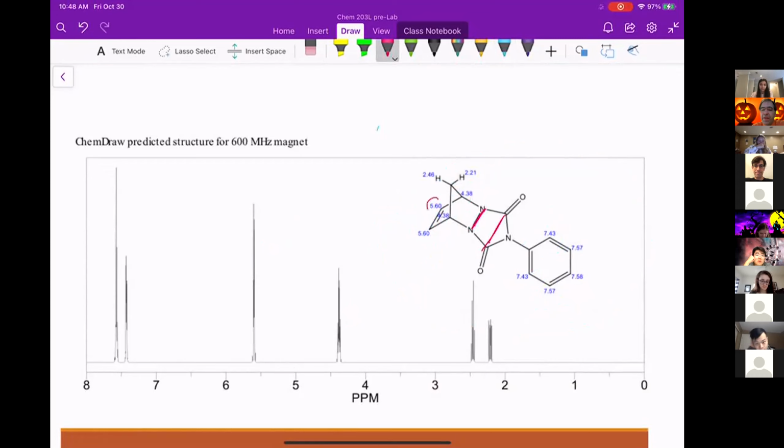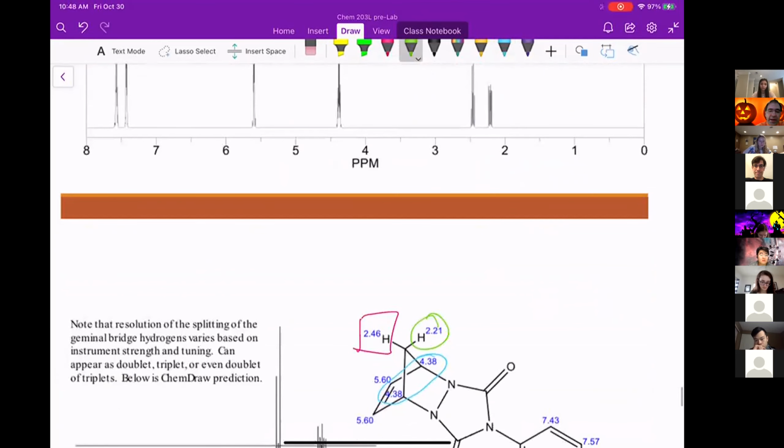And so that means that these two are going to be in the same environment, because the other side of the molecule that might have affected them is symmetric, similar to these two hydrogens right there. So those actually group together. I think several of you probably split them. All right, so let's look at what we can actually do.